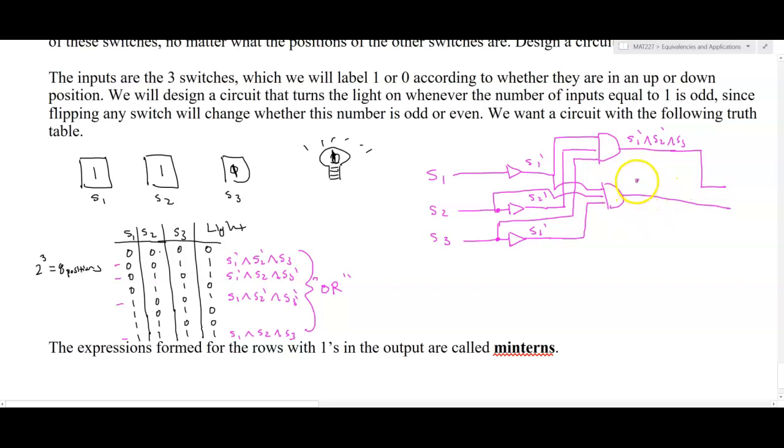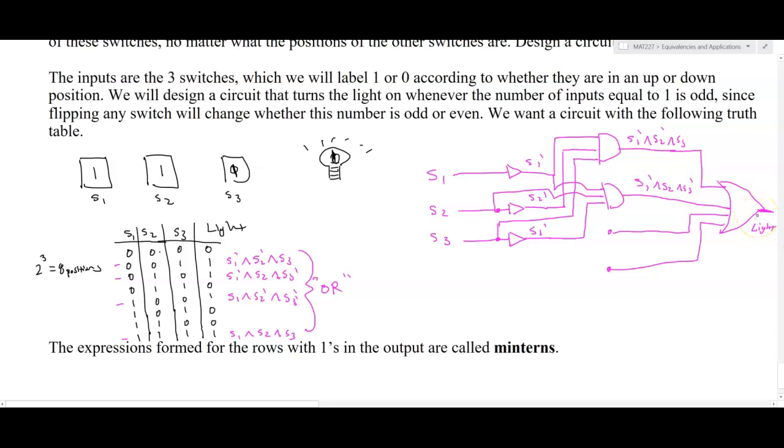So here I'll have my S1 prime and S2 and S3 prime. And so I'll kind of do the same thing for the other 2 situations and run signals into that AND gate that we're building here. Whoops. And then we'll run this signal here, and we'll run this signal here, and then we'll OR those signals together, and then we'll get that output that goes to the light.